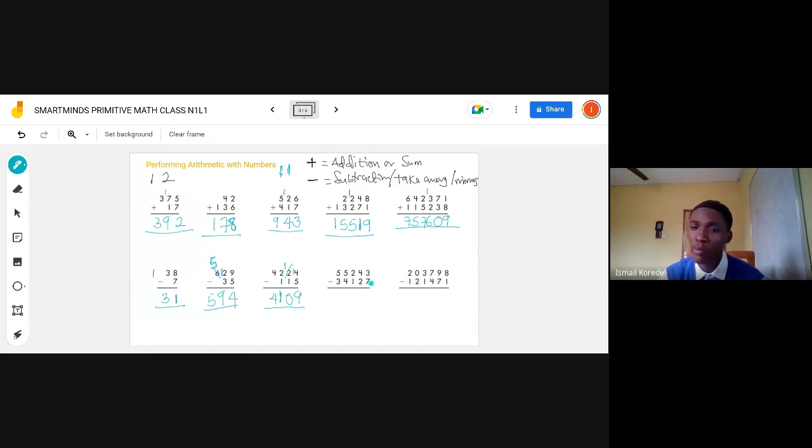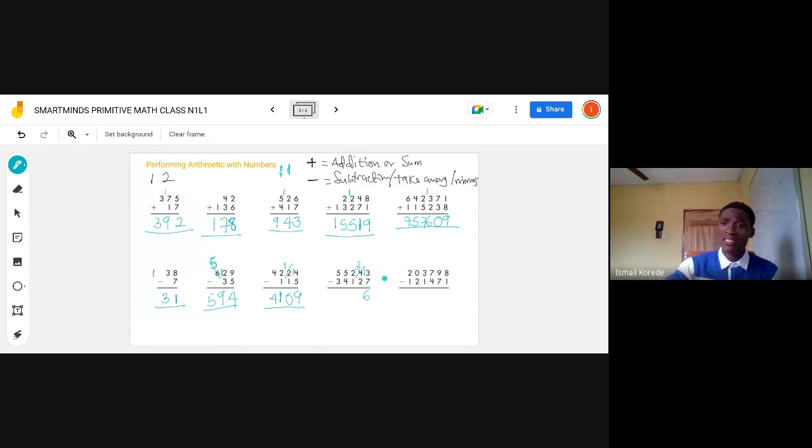3 minus 7 is not possible, so I have to borrow from 4. So I'm going to borrow 1 from 4 so that 4 can become 3. Then that one I borrowed is going to become 10. So I'm going to add that in front, so it becomes 13. 10 plus 3, 13. So 13 minus 7 is going to give me 6.